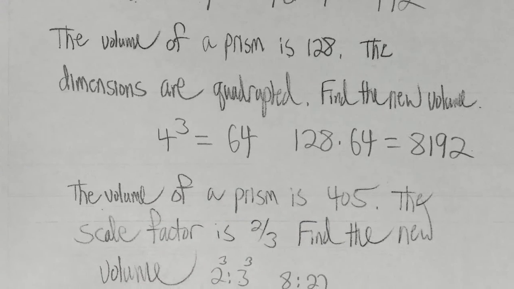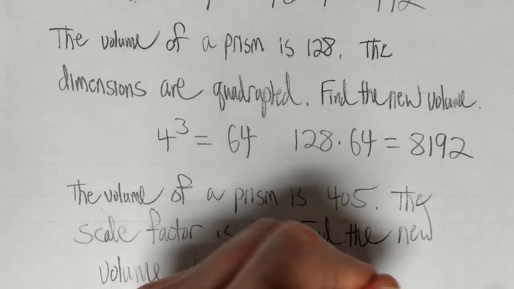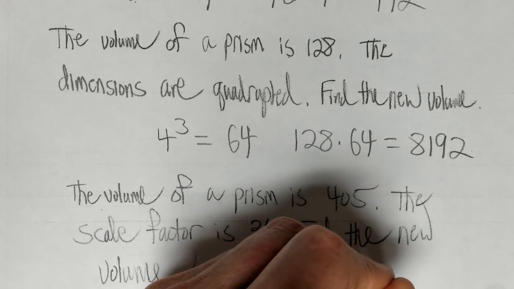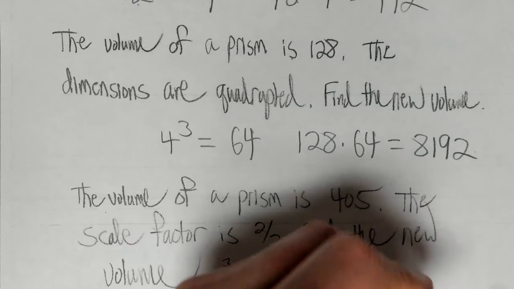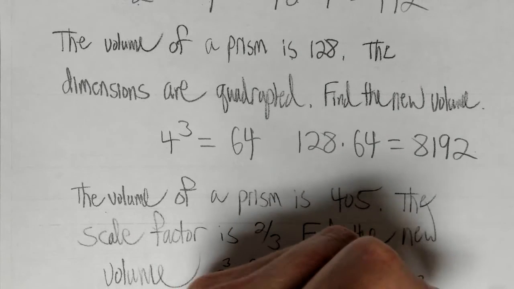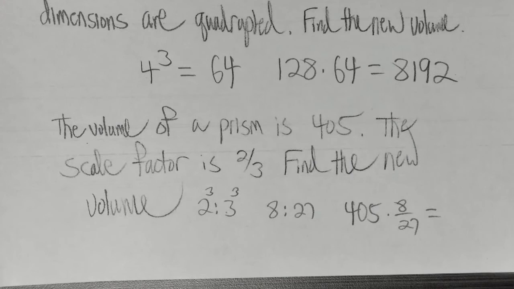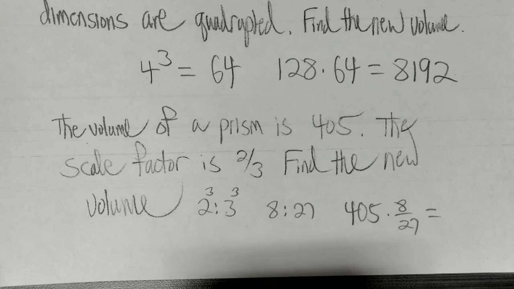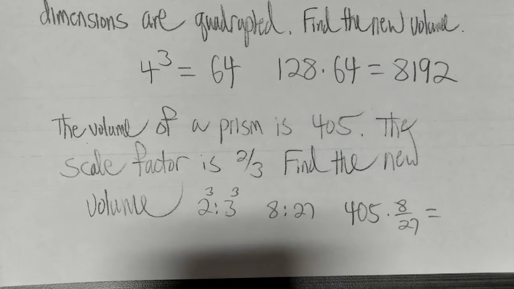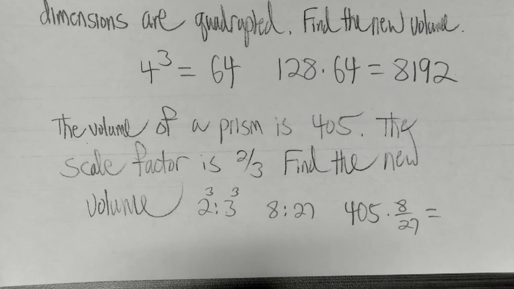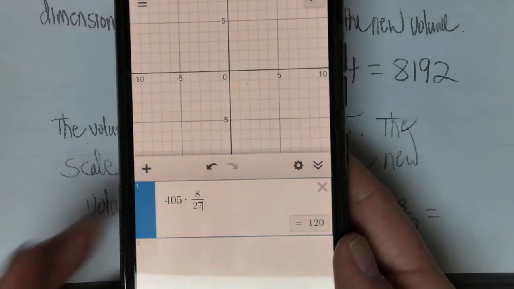So what I need to do is take the original 405 and multiply it times the scale factor, which happens to be 8 over 27, and then you can put that right into your calculator to come up with the value. It'll look like this. Got Desmos, so we'll go 405 times 8 over 27, and then that gives me 120.